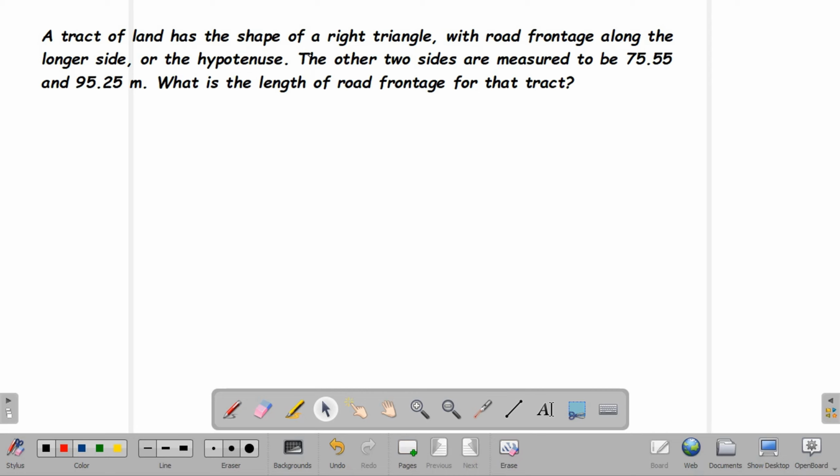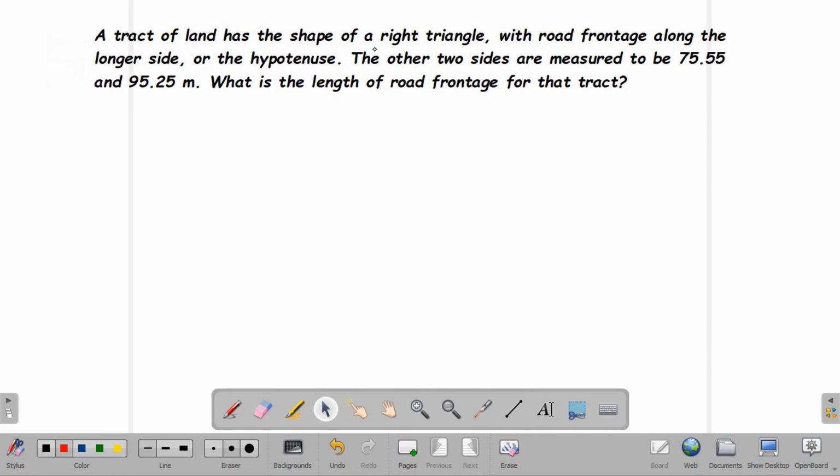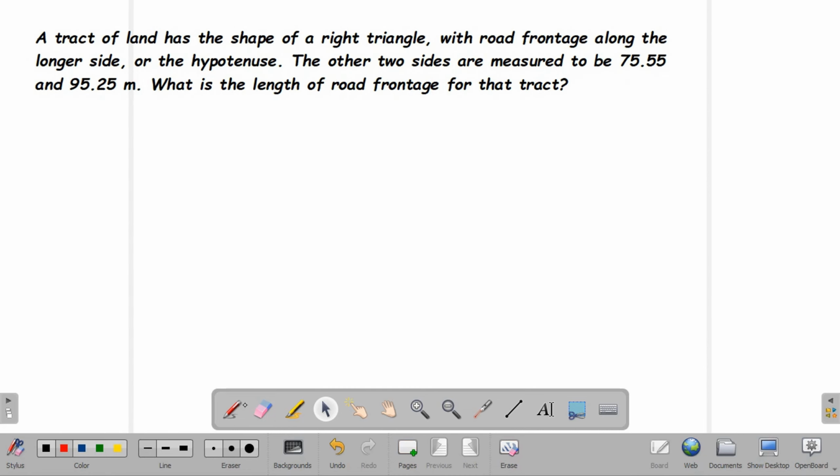A tract of land has the shape of a right triangle. So it's a right triangle, tapos with road frontage along the longer side or the hypotenuse. The other two sides are measured to be 75.55 and 95.25 meters. So what is the length of the road frontage for that tract of land?